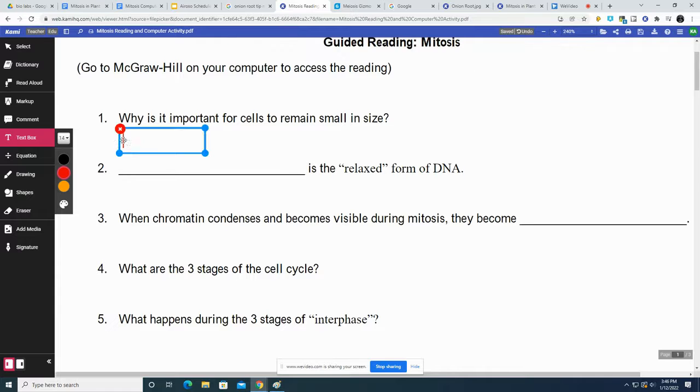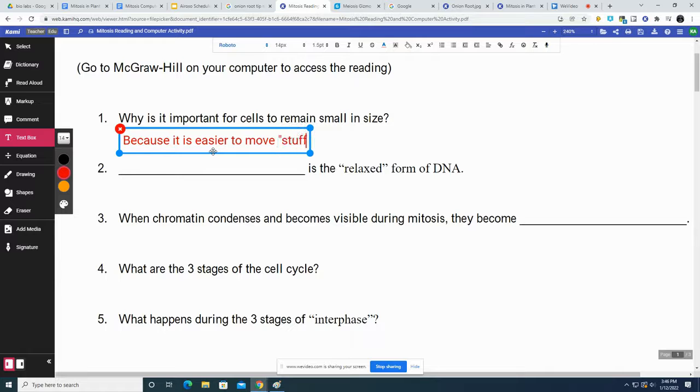Why is it important for cells to remain small? Because it is easier to move substances in and out of the cell.